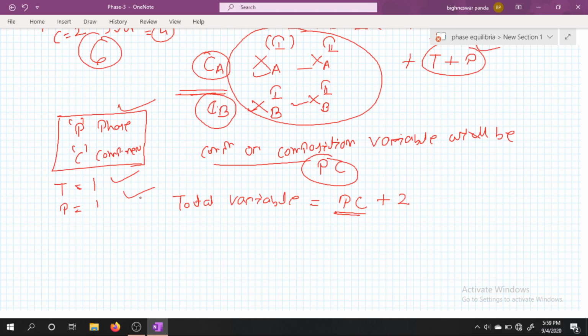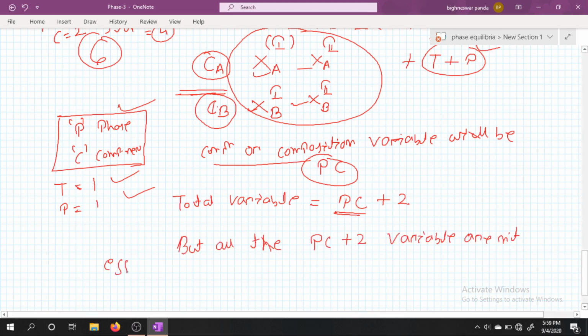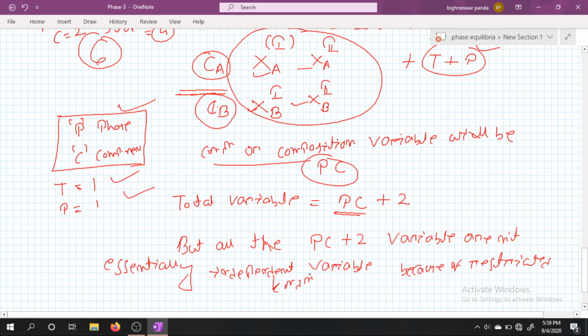are not essentially independent variables because of restricted condition. Since there are many P phases, there should be restricted conditions, and we have to calculate what are the restricted conditions or what are the equations we need to calculate.